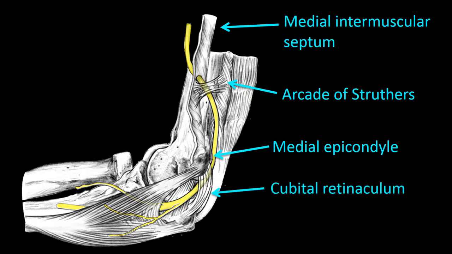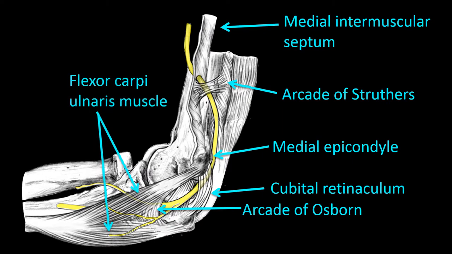Now to the cubital retinaculum, which I have in the past referred to as the epicondyle olecranon ligament. Now the arrow is pointing to the arcade of Osborne. The two arrows point to the humeral and ulnar heads of the flexor carpi ulnaris. These nerves are the branches going for their innervation. Notice that in this figure, they arise before and are above the arcade of Osborne. This is not always the case, and at times they arise from within the arcade of Osborne.